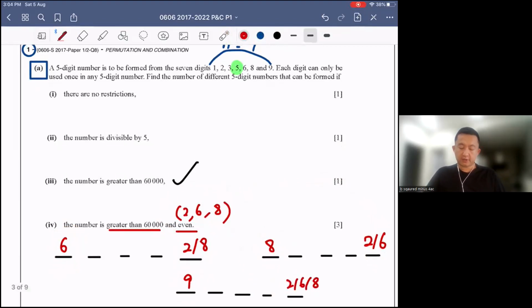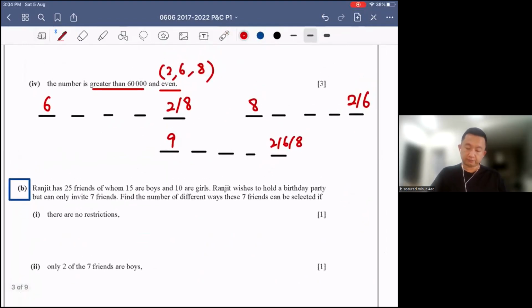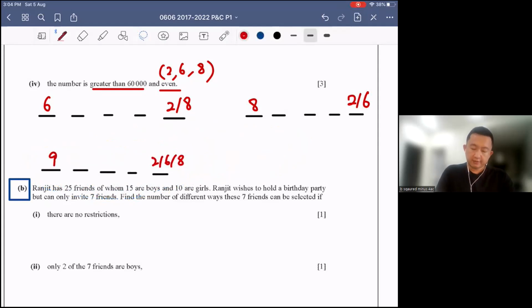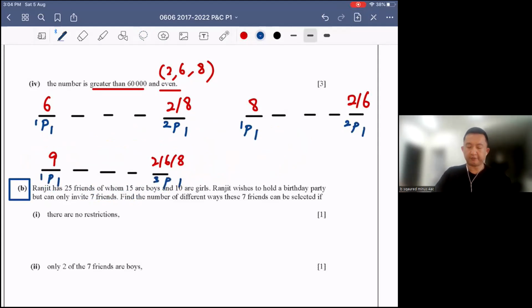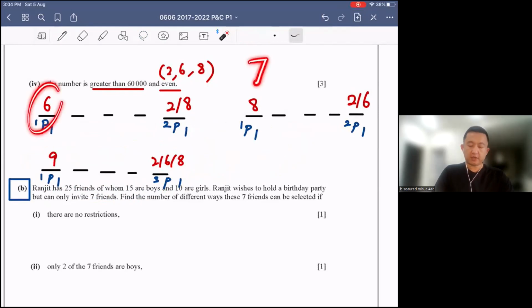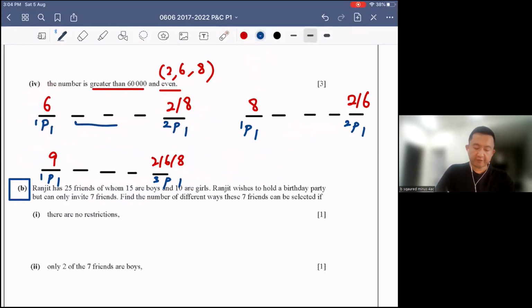Okay, now let me drag it in. I need more space for it. Okay, think about it. So this is 1P1, right? This is 2P1. This is 1P1. This is 2P1. This is 1P1. This is 3P1. Okay, how about this? All these are the same, right? Total, you have 7 digits. If you fill up here, you only have 5 digits left for 3 slots. Therefore, 5 digits left for 3 slots is 5P3.